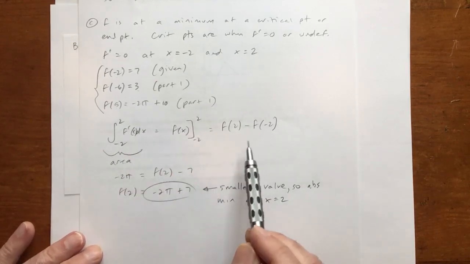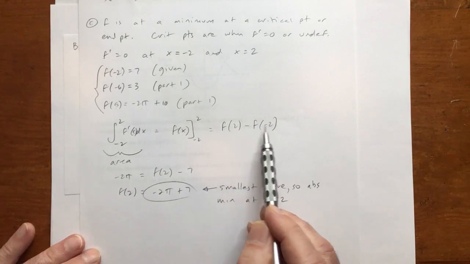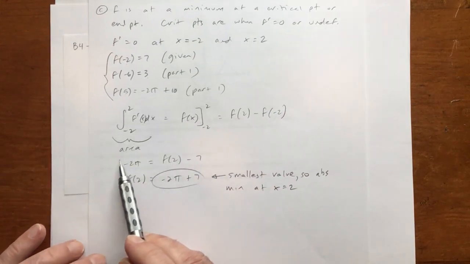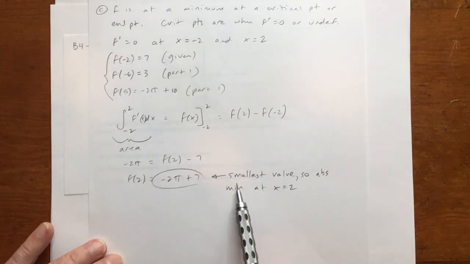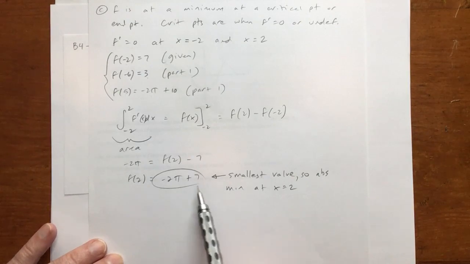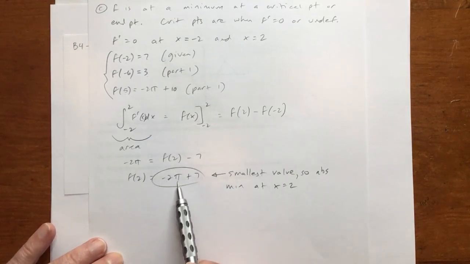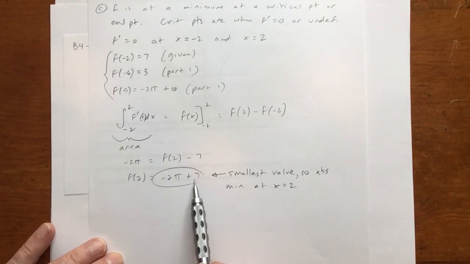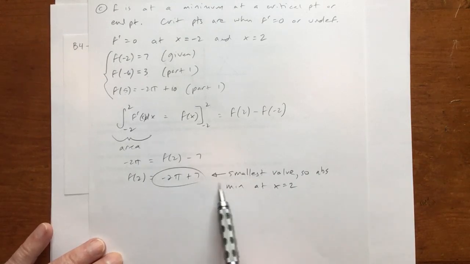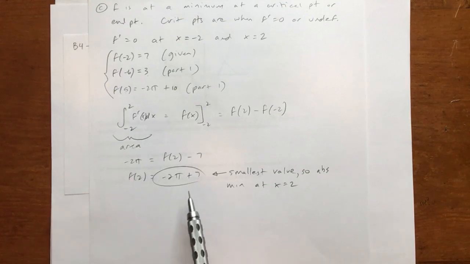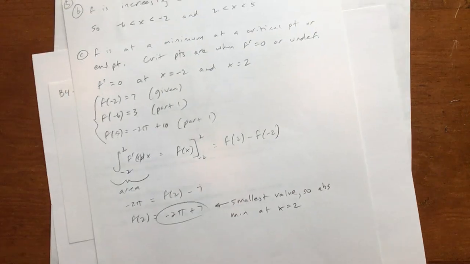But I still have to consider f of 2. And we go through the same process that we did for part 1, or part A. And we evaluate f of 2, which is now -6 plus 7, so about 1. And so this is the smallest y value on that entire interval. So this is where we would have our absolute minimum.